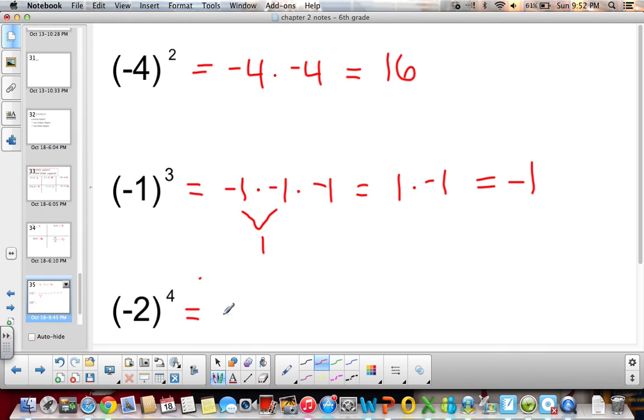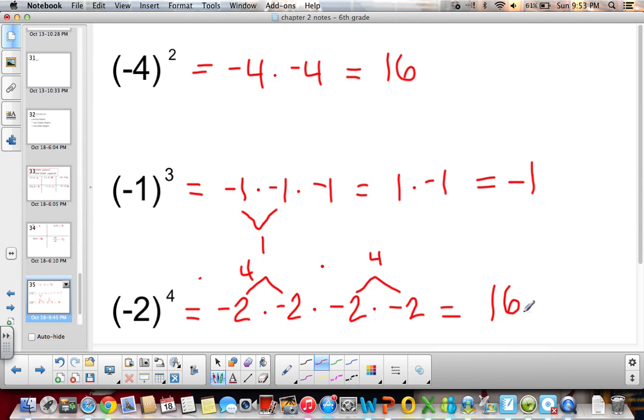Negative 2 to the 4th. So we have negative 2 times negative 2 times negative 2 times negative 2. Negative 2 times negative 2 is positive 4. And then we have another negative 2 times negative 2, which gives us a positive 4. Then we have to multiply those together. So 4 times 4 is 16. So positive 16. Okay, multiplying and dividing integers is pretty basic.